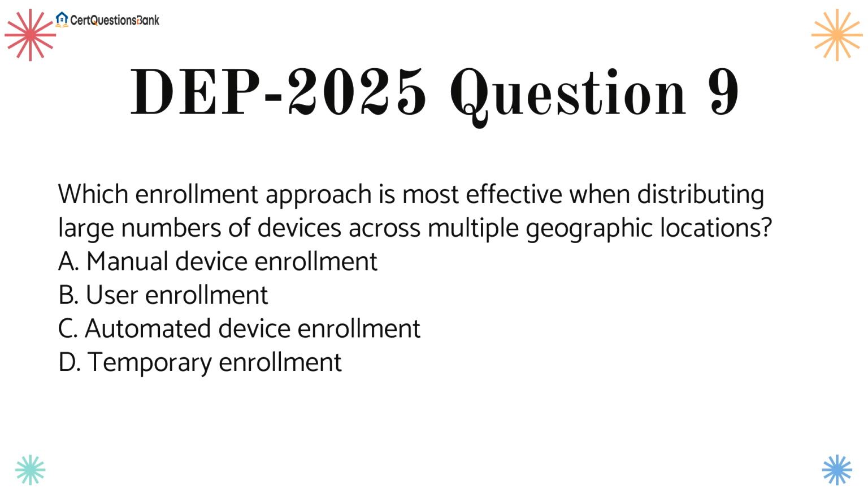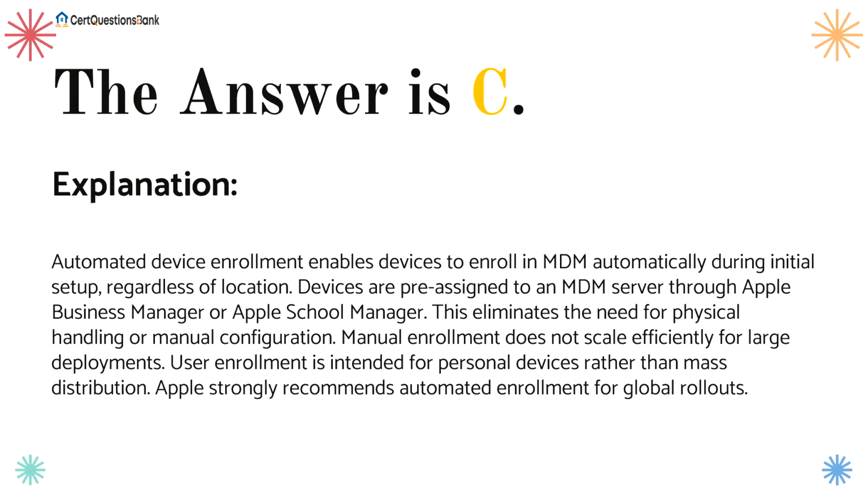Which enrollment approach is most effective when distributing large numbers of devices across multiple geographic locations? A. Manual device enrollment. B. User enrollment. C. Automated device enrollment. D. Temporary enrollment. The answer is C.